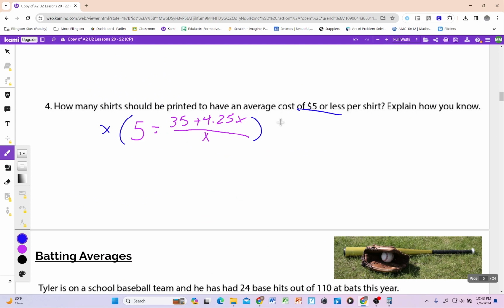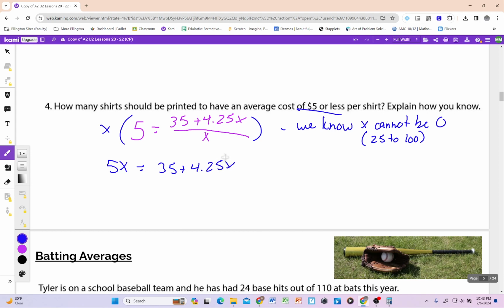So I'm going to write a note over here and say, we know x cannot be 0. We know it's in between 25 to 100, based on the work that we've done before. So let's simplify this. Now we have 5x equals 35 plus 4.25x. The idea being that we have now converted to a simple linear equation. And this is the one that, yes, based on your work in Algebra 1 and geometry, I'm sure you could solve. So subtract 4.25x from both sides.